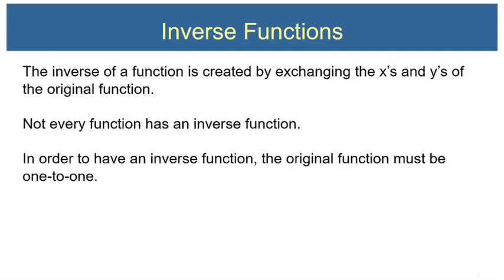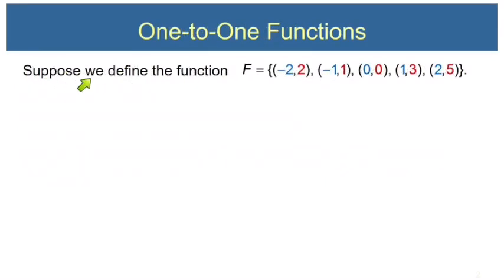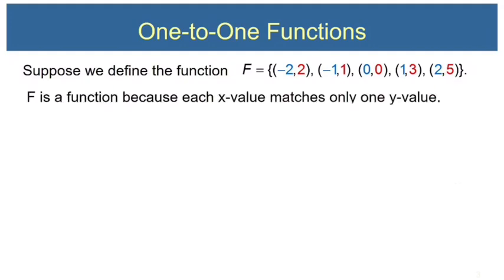So now what do we mean by one-to-one? Now before I tell you what one-to-one means, let's remember what the definition of function is anyway. Here I have a set of ordered pairs, (-2, 2), (-1, 1), (0, 0), (1, 3), and (2, 5). f is a function because each x value matches only one y value. The x value -2 only matches +2. It doesn't get reused anywhere else. The x value -1 only matches a y value of +1. That x value doesn't get reused anywhere else.